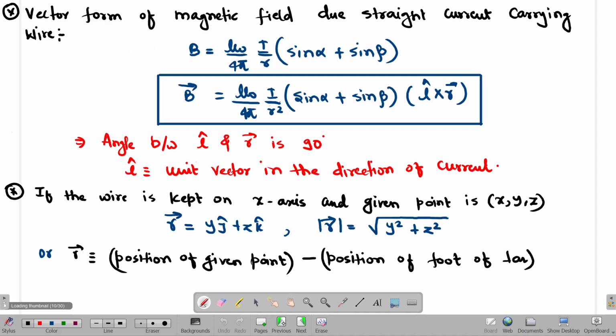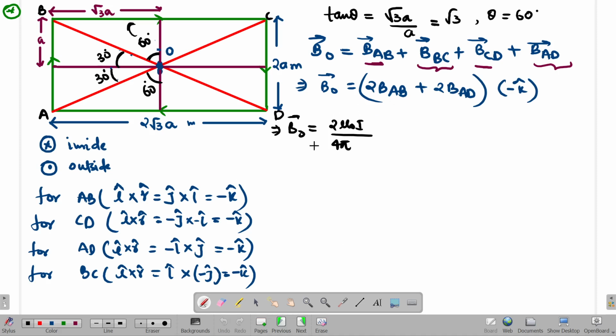I think why have I kept r square over here? If I consider the direction, I'm just writing the direction in the form of a unit vector. I'm not writing the total r vector, so I'll just write r. Are you able to get me or not? Because here it is a scalar. Now I have already included the direction into sine. For AB, alpha is 30, beta is 30. So sine 30 plus sine 30. Is it clear?